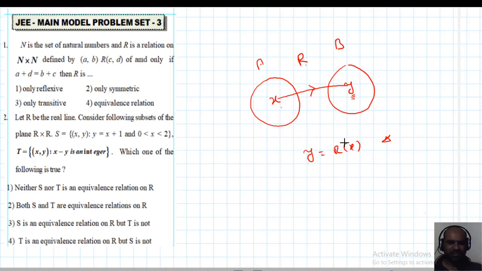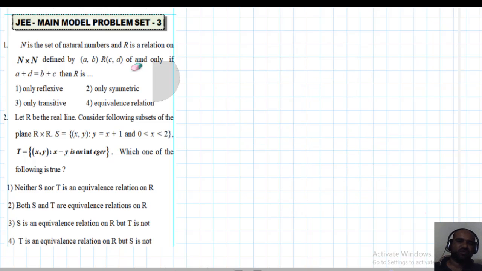Or X is called pre-image of Y or inverse image of Y. You can write X equal to R inverse of Y. X is called pre-image of Y or inverse image of Y with respect to the relation R. These two notations are very important. Y is called image of X with respect to relation R, and X is called pre-image of Y with respect to relation R inverse.